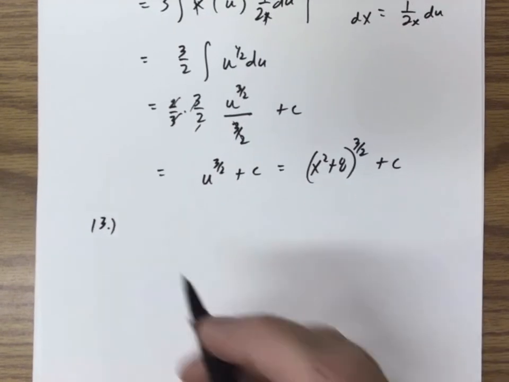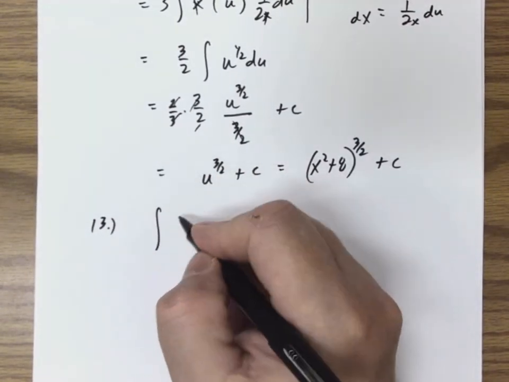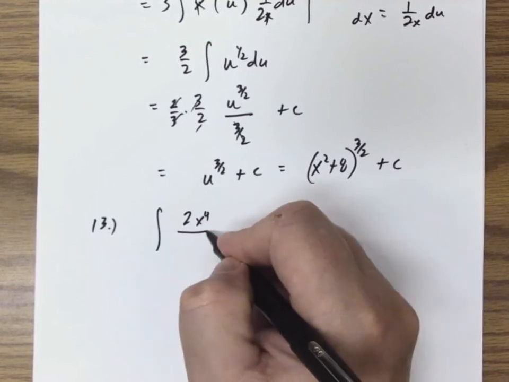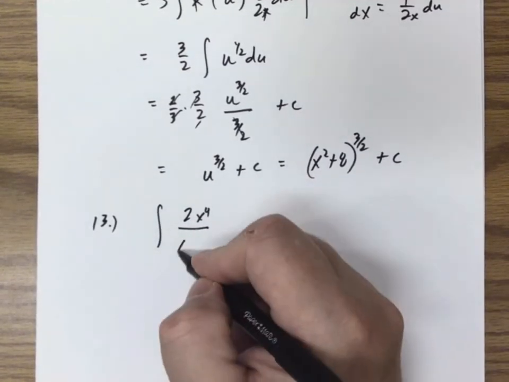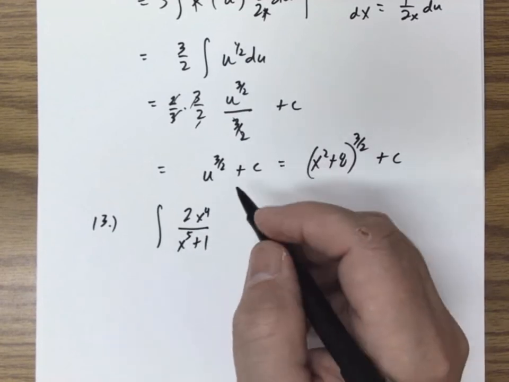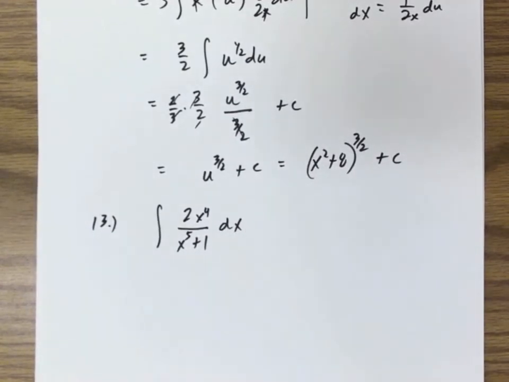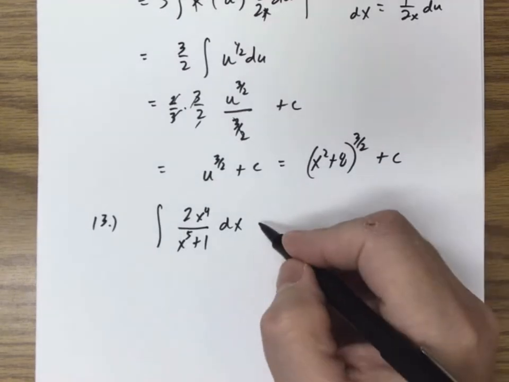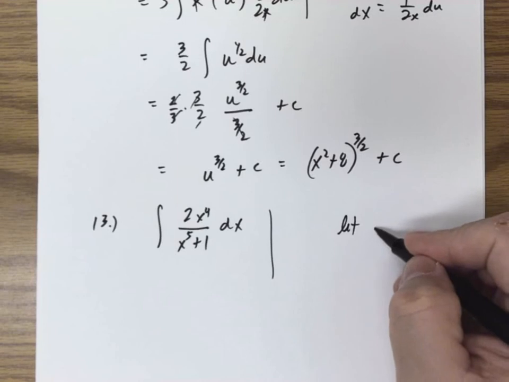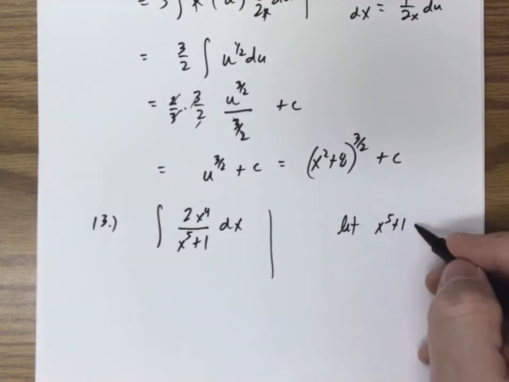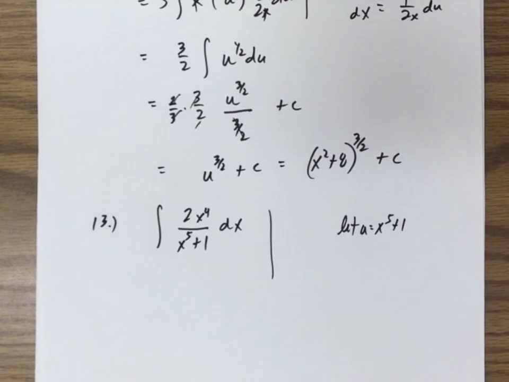And the last one. Integral of 2x to the 4th over x to the 5th plus 1, the integral with respect to x. I can't really simplify this. I can't split it up. I can try substitution. Let's take that whole denominator. We'll set u equal to x to the 5th plus 1.